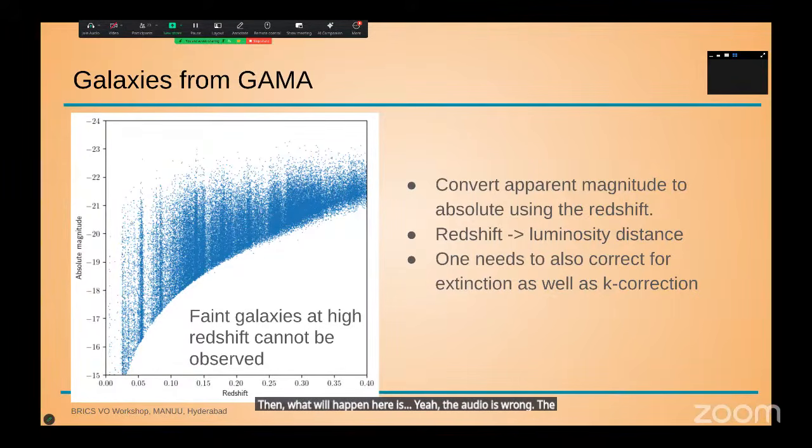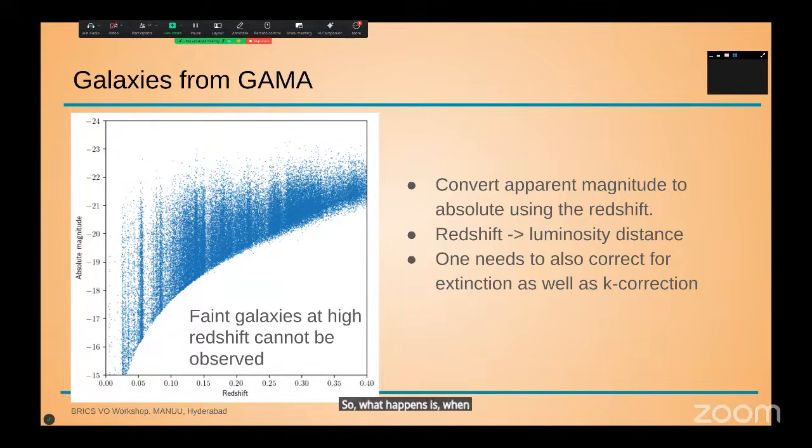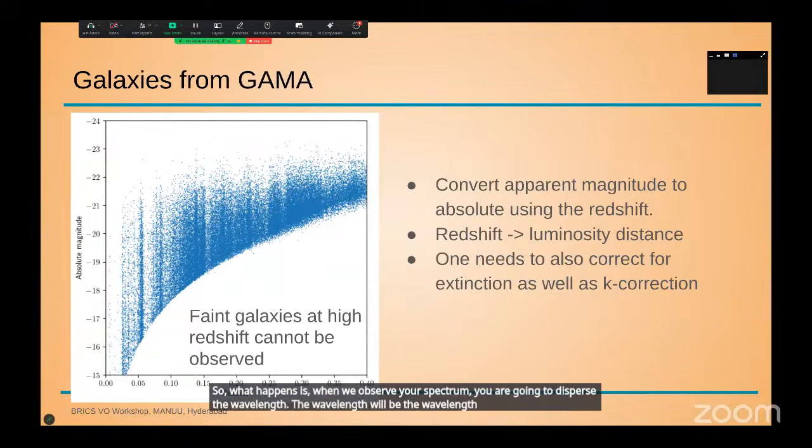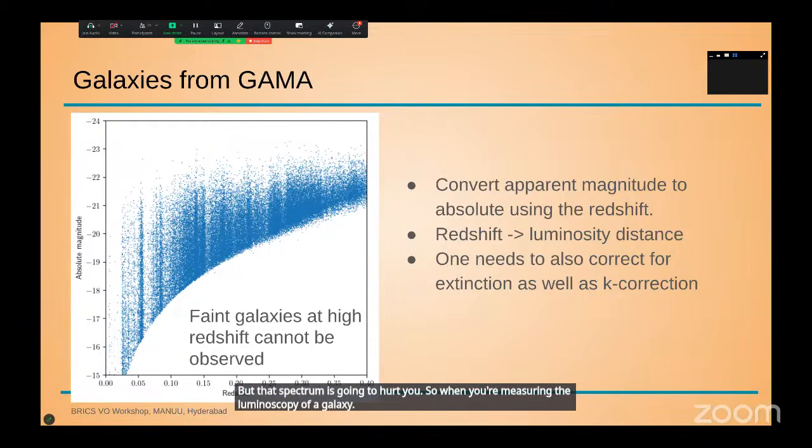By the time the light from the stars within that galaxy is reaching you, all of that spectrum is going to redshift. So what happens is when we observe your spectrum, you are going to disperse the wavelength. The wavelength will be the wavelength of the photons after their redshift. But the entire spectrum is going to redshift. So when you are measuring the luminosity of a galaxy, you will measure it in a particular wavelength band, from say lambda min to lambda max.